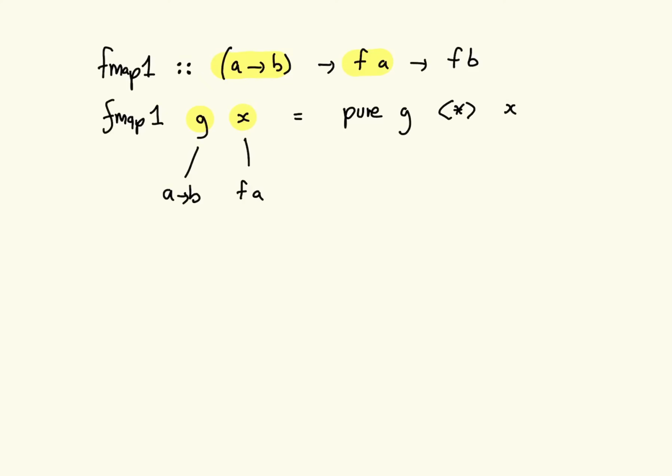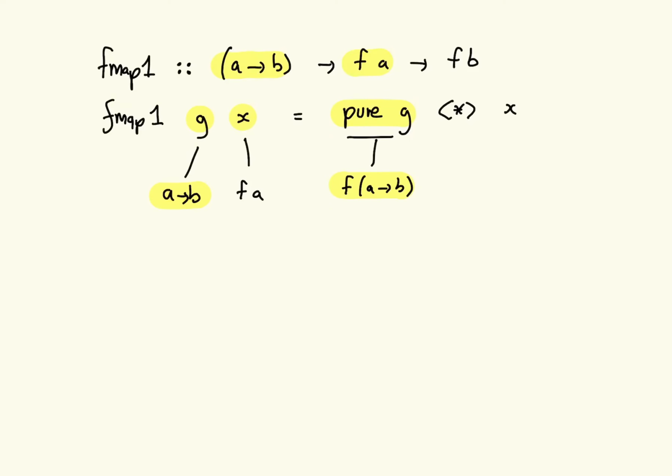Well, what happens when I write pure of g? Well, what pure does is it takes an A and gives you back an f of an A. But in this case, the argument is a function g, and that goes from A to B. So what we're actually going to get back here is f of A arrow B. So that's simply applying pure to the function g, which has type A to B. So we get the type f of A to B over here.